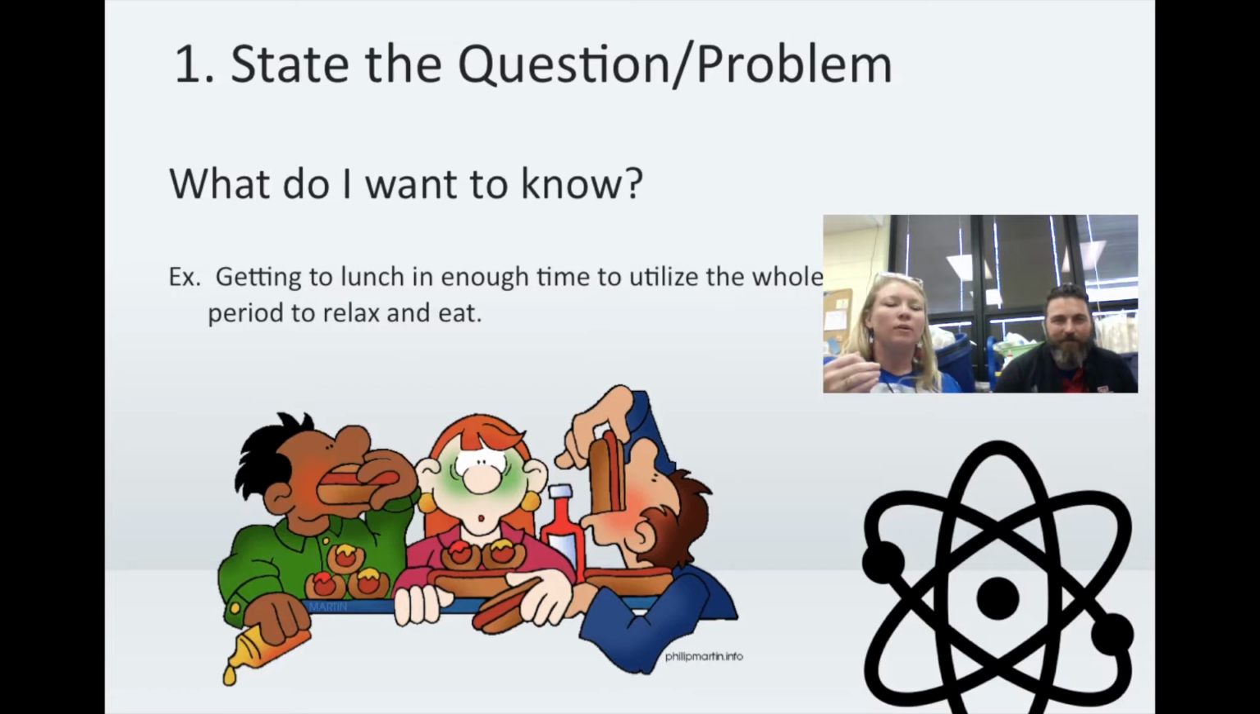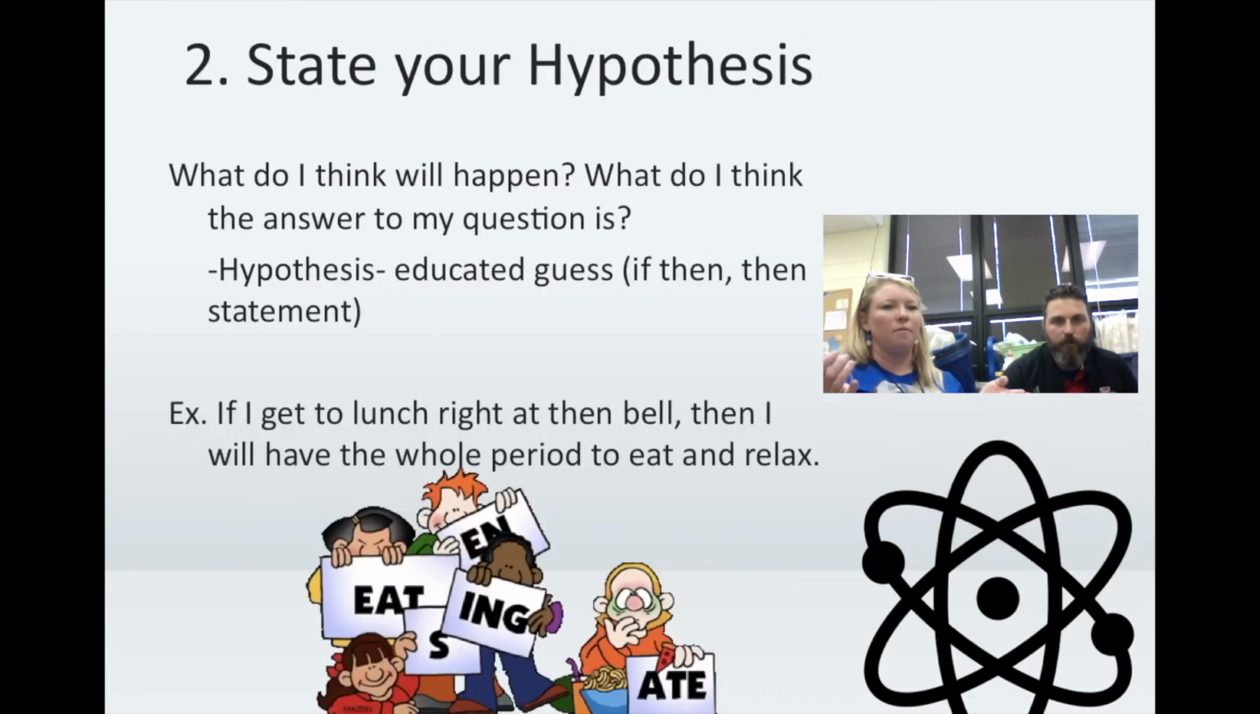Okay? So the example we're going to use is, what do I want to know? Well, getting to lunch in enough time to utilize the whole period. Like, how can I get there the fastest way without teleporting? Because that's not a real thing. I don't know if you know that. It's not. No, it's not. Isn't that what we've been working on for like 10 years? We're still trying, still not happening. So we're going to state our question. What do I want to know? Well, I want to know, how am I going to get to lunch the fastest way possible? Okay? So, how do I think I'm going to make this happen?